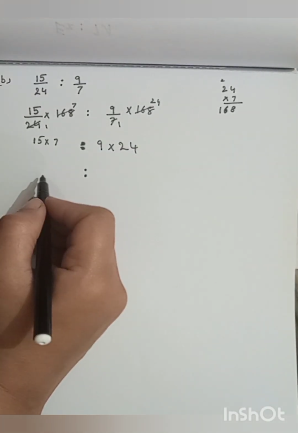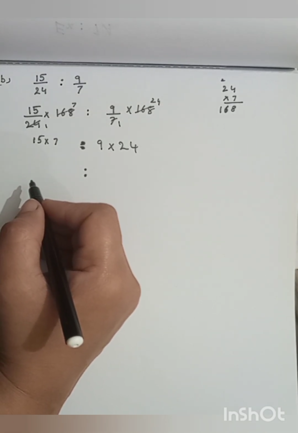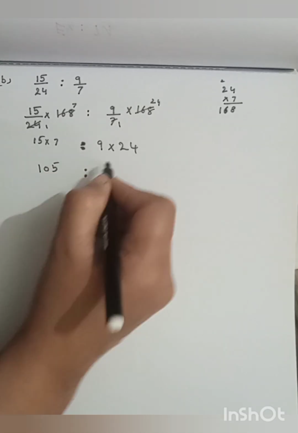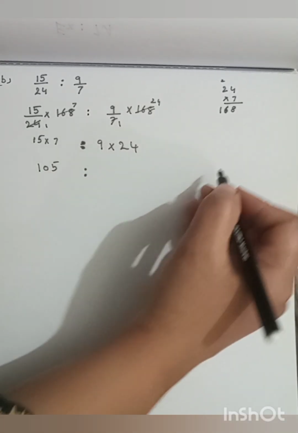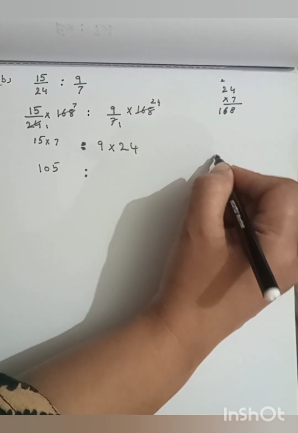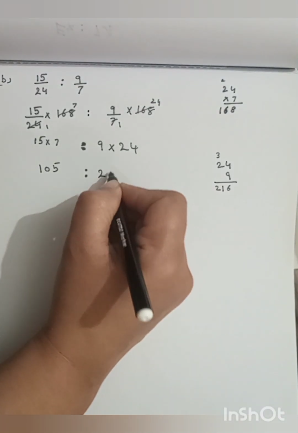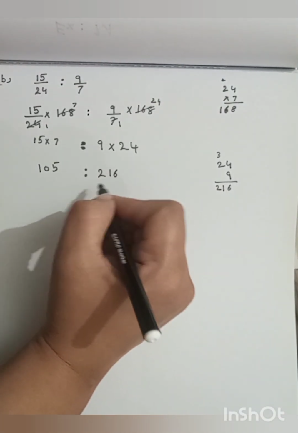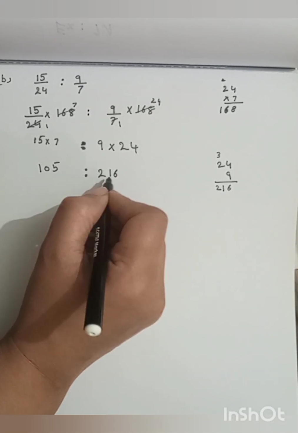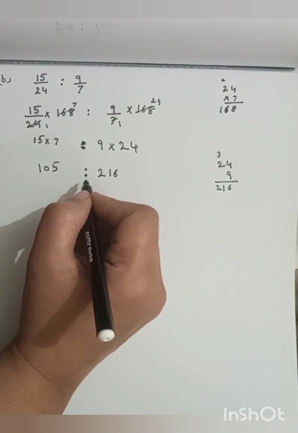So what will be the answer? Now 15 sevens are 105 and 9 24s are, we can multiply it here, 216. Now if we see carefully both the numbers, can we divide it on any number? Are these numbers divisible on any number?